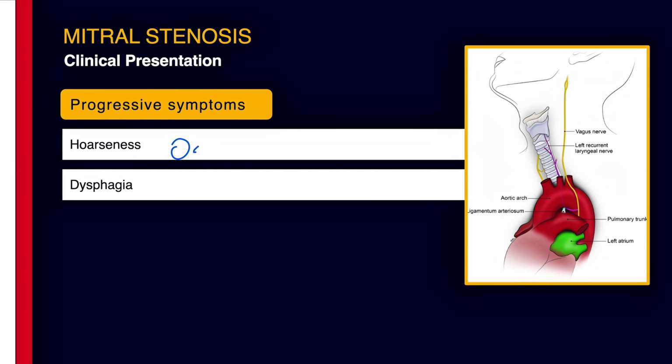What's happening here? The left atrium becomes so enlarged, it starts to compress the left recurrent laryngeal nerve. Remember which nerve is this? That's a branch of the vagus nerve that loops around the aortic arch. Okay? So this nerve innervates the vocal cords, and when it gets stretched or compressed, the patient develops hoarseness of voice. Make sense? Dysphagia, same idea here.